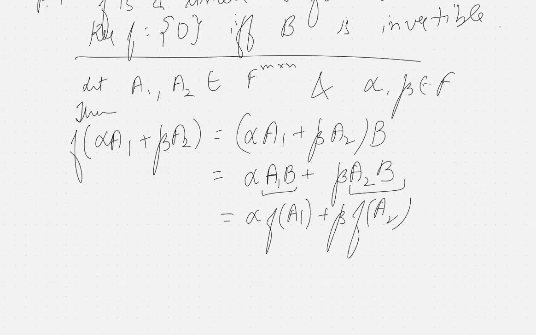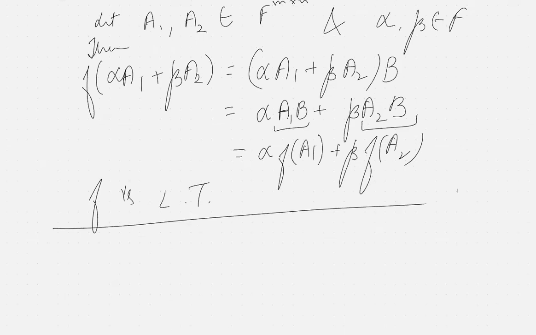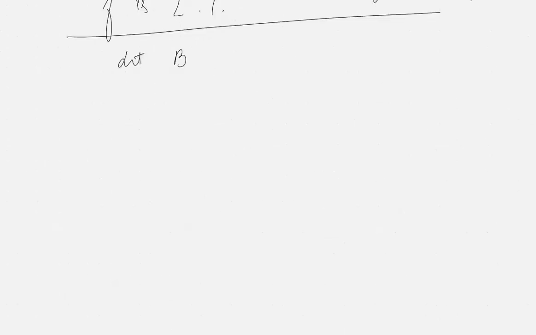Next, we will start with the second part of the question. They have asked: kernel f equals {O} if and only if B is invertible. Previously, we have done if and only if f is one-one. Now invertible means one-one and onto both, we know that. We will prove it either way. In the first one, let's start by assuming that B is invertible. Okay, in matrices, what does invertible mean?